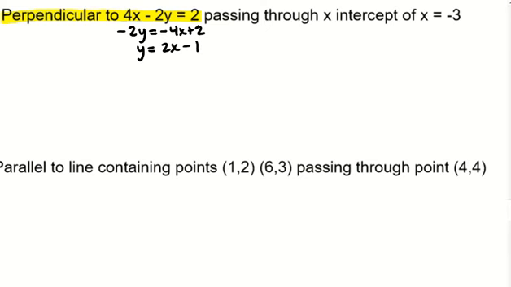So it's perpendicular to a line that has slope 2. Right, we see that the slope is right there, it's 2. So that means that the slope will have to be the negative reciprocal of 2, so negative 1 divided by 2.